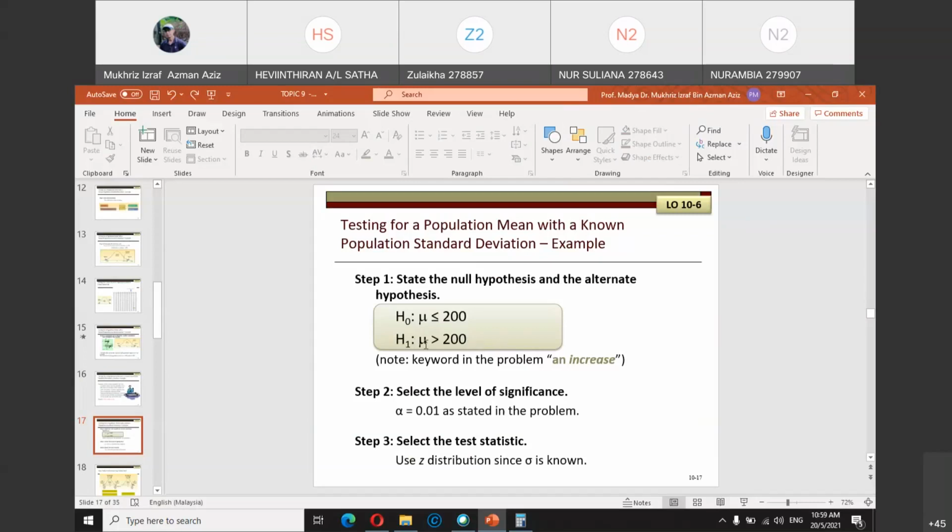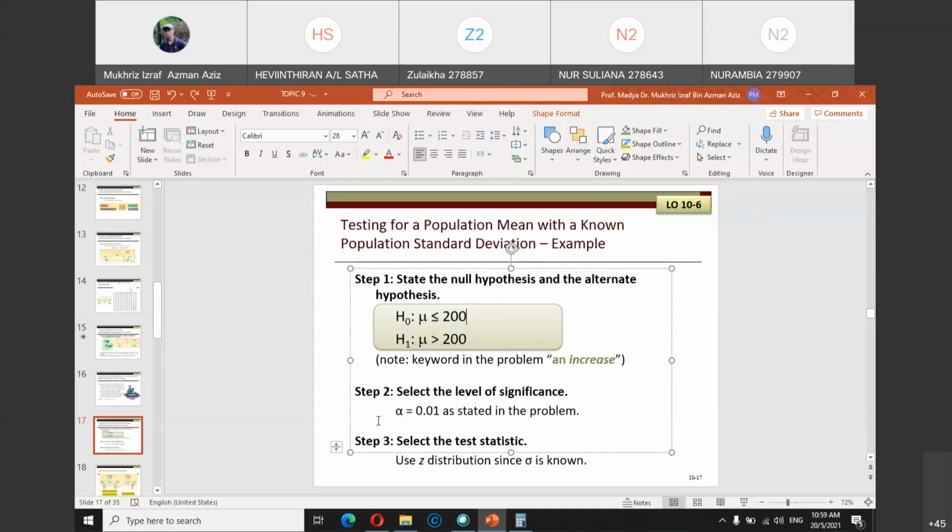Okay, so if you feel that the mean has increased, this is what you want to prove. So H1 is more than 200, and then the opposite will be H0 less than or equal to 200. So the main thing is to construct your H1 first. If you confirm that H1 takes the sign of more than, the opposite will be less than or equal to.